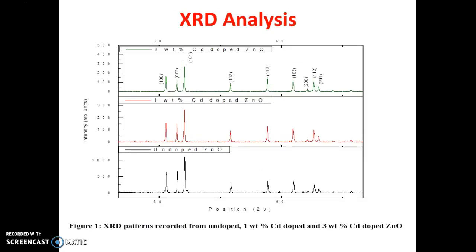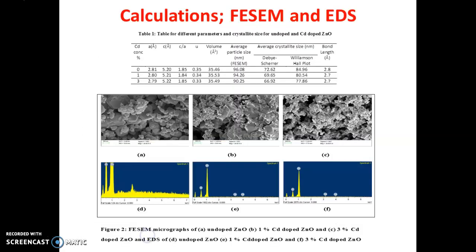Figure 1 shows the XRD patterns of undoped and Cd-doped ZnO nanoparticles. Figure 1, when analyzed, reveals the polycrystalline nature of ZnO with peaks along 9 planes. The highest intensity peak is found to be along the plane 101. The crystallite size D is calculated using Debye-Scherrer formula.